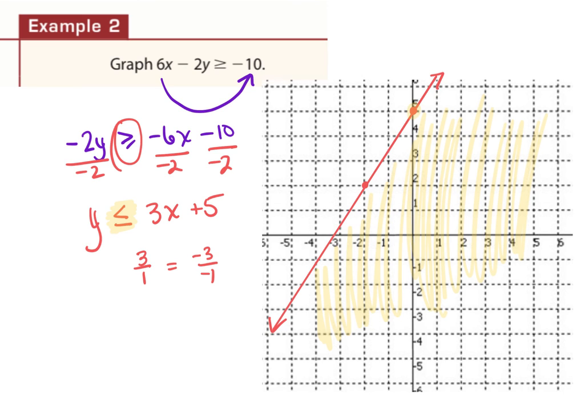If I want to check this, I'm going to pick a point that is in my shading, all right? In this case, the easiest point, if 0, 0 is in your shading, pick him. He's the easiest one, okay? So 0, 0, that is in my shading, which means he should give me a true statement. So I'm going to go back up here, and I'm going to plug in 0, 0. So 6 times 0 minus 2 times 0 is greater than or equal to negative 10. That's just 0 minus 0. So 0 is bigger than negative 10. Is that true? Yes. So a point that was in my shading gave me a true statement. So yes, I checked it. I shaded the right side of it. The correct side of it.